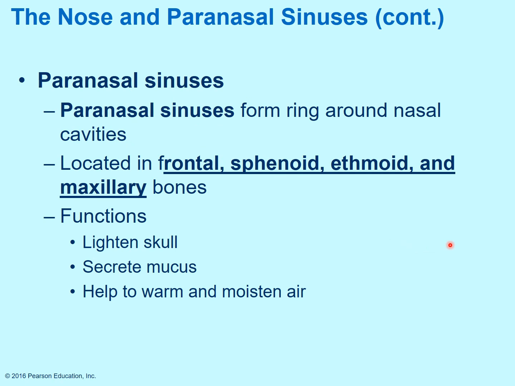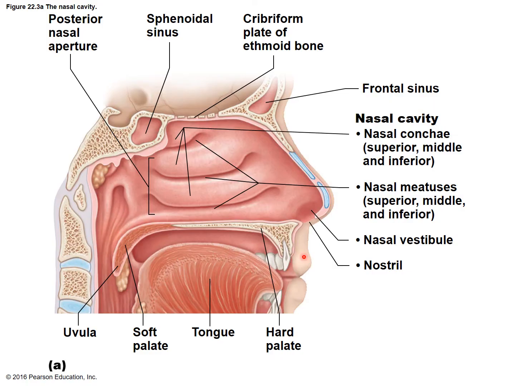There are 4 different sets of paranasal sinuses: the frontal, sphenoid, ethmoid, and maxillary sinuses. The sinuses are air cavities. They help lighten the skull so the bone's not as heavy and you can hold your head up. They secrete mucus that helps to warm. If you have a sinus infection, some of these, such as the frontal sinus, may become filled with mucus that is infected, and this should be filled with air.